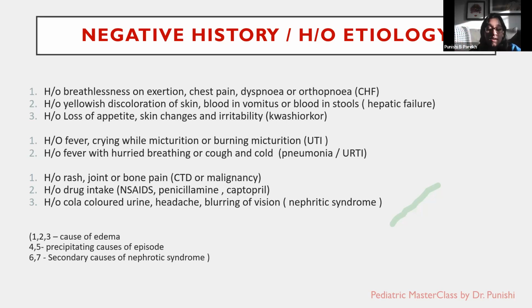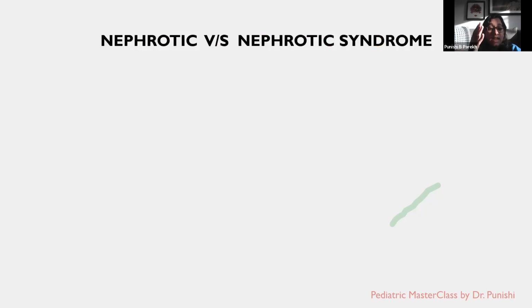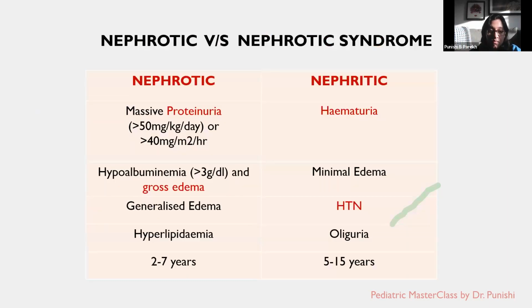Now, having said that, what is the difference between a nephrotic and nephritic? I'm sorry, there's a typo. It should be nephrotic versus nephritic syndrome. So remember, nephrotic syndrome will have massive proteinuria or nephrotic range proteinuria, whereas nephritic syndrome is predominantly characterized by hematuria. So they'll have more cola colored urine, dark colored urine. They do have some amount of proteinuria as well, but it is not as massive as a nephrotic range proteinuria. Second is hypoalbuminemia and gross edema.